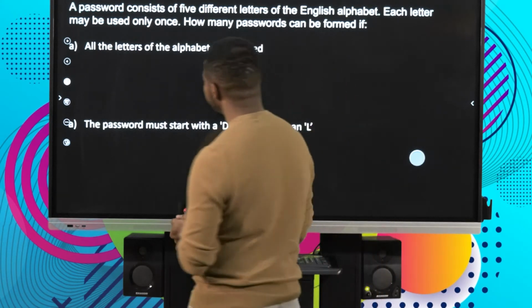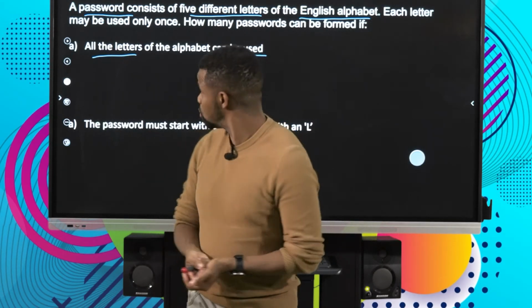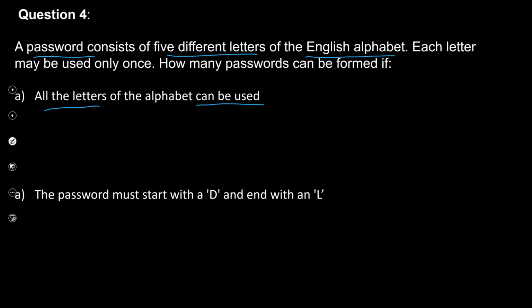Our next question, which is question 4. A password consists of 5 different letters of the English alphabet. Each letter may be used only once. How many passwords can be formed if all letters of the alphabet can be used? Are we together? So we ask ourselves, how many alphabets do we have? We have 26 alphabets from A to Z. We want to create a password. What is the length of the password? Using 5 letters.